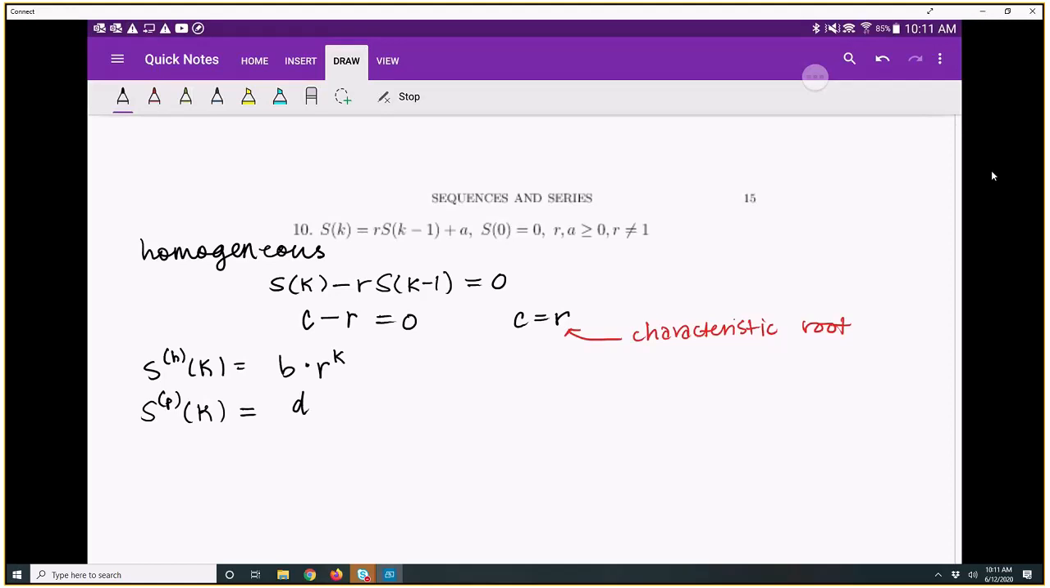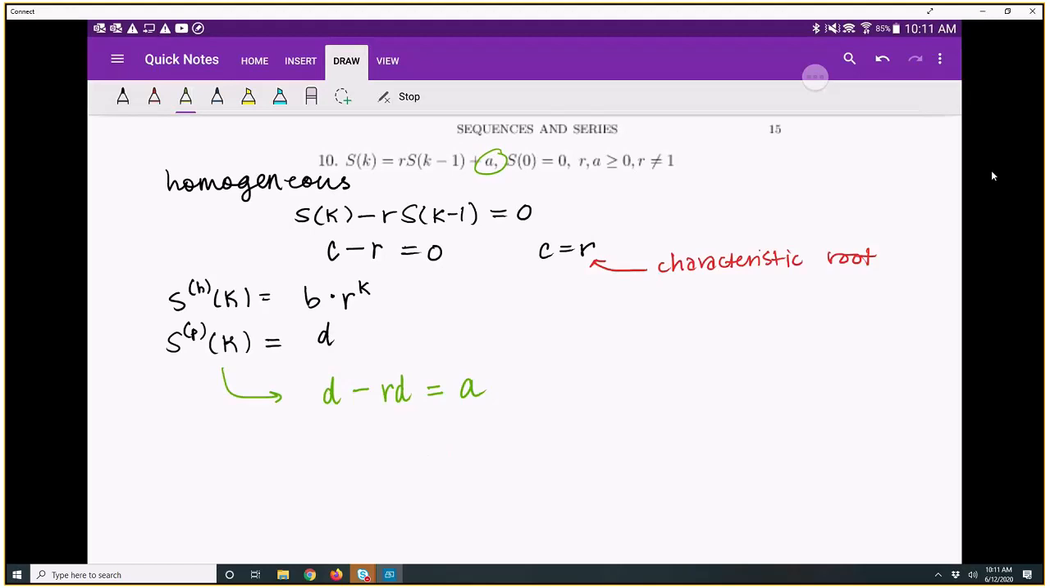And we plug it into the relation. So substituting this in, I would replace s of k by d, and then replace s of k minus 1 by d, so minus rd, and that's equal to a, this a. And I want to solve for d, so I'm going to say this is d times 1 minus r is equal to a. So d is equal to a over 1 minus r.